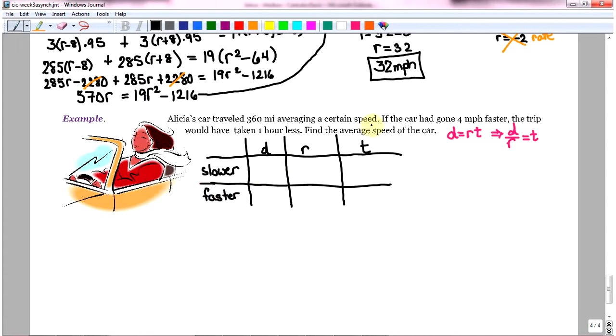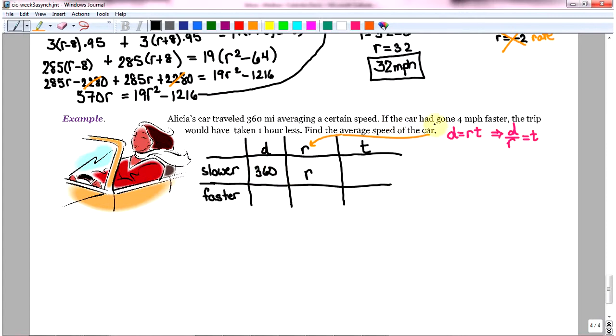Okay, well, we don't know what the speed of the car was, so we're going to let that be r. So the average speed of the car, we're going to let that represent r. Okay, so when she was traveling initially, we know that she traveled a total of 360 miles.